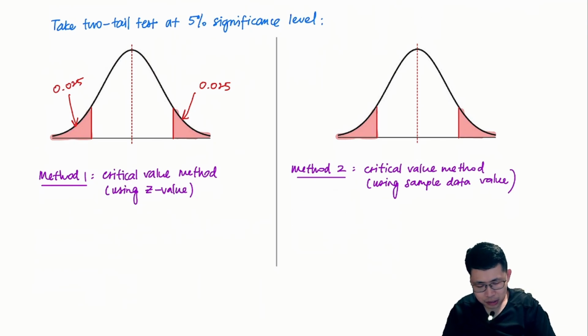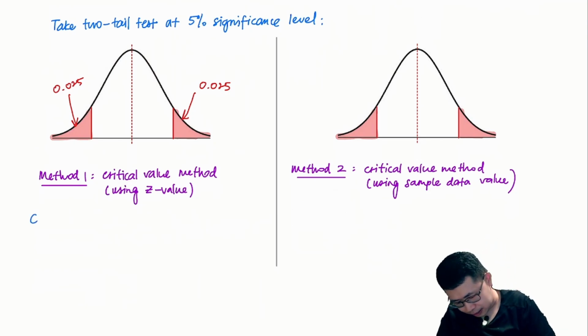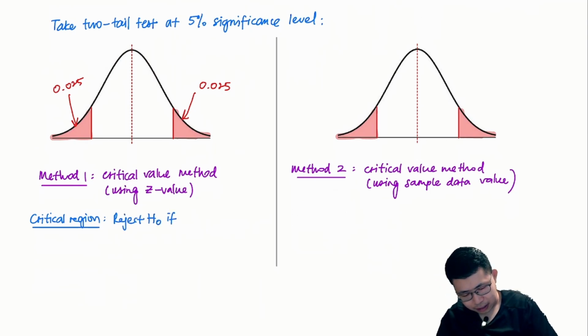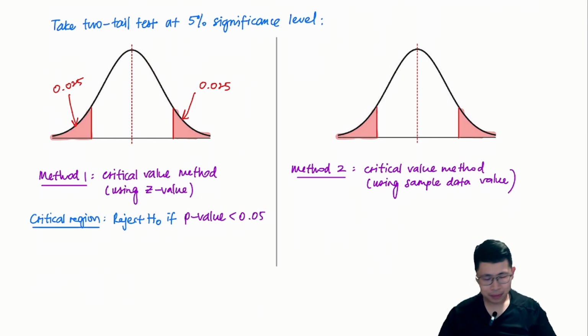Now once we mark out our probability, because we're using the critical value method, we will first look at where this is. So what I'm going to do is write out our critical region first, so that we can make comparison later. The critical region is that we will reject our null hypothesis, the rejection region, if the p-value, the total probability, is less than 5%.